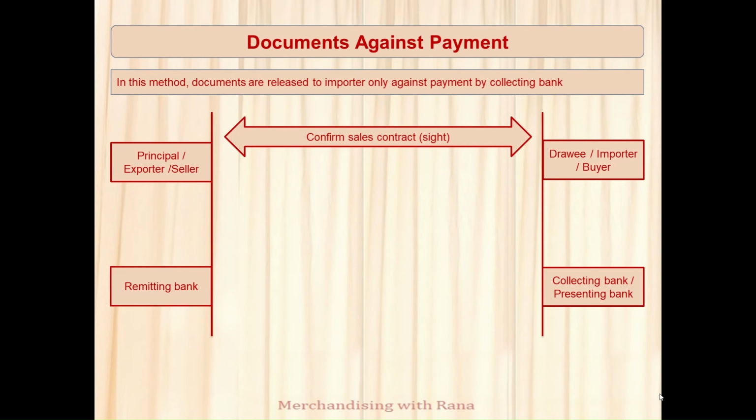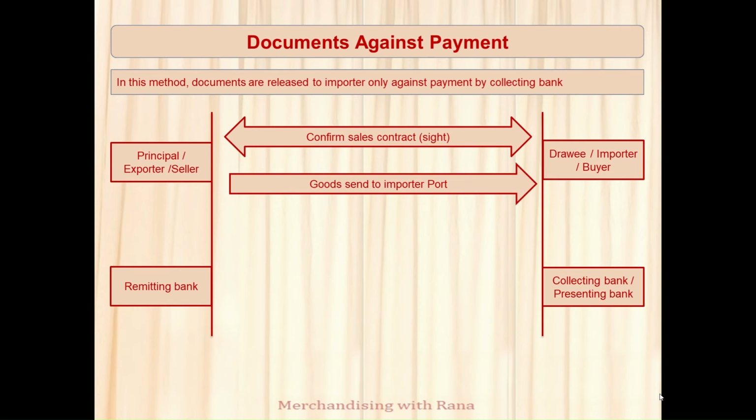So there is a sales contract signed by both parties. Then the seller sends the goods to the importer's port and documents are sent to the remitting bank. Please notice here that two extra documents are there: bill of exchange and collection instruction, because bill of lading, invoice and packing list are required for advance payment and open account also. But bill of exchange and collection instruction are new for this method.